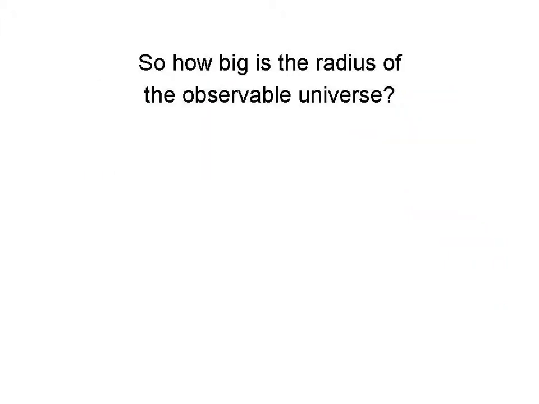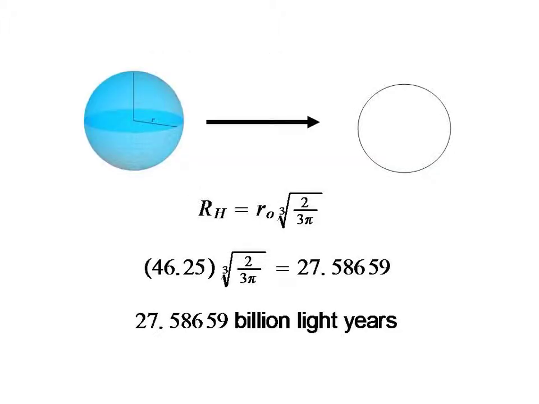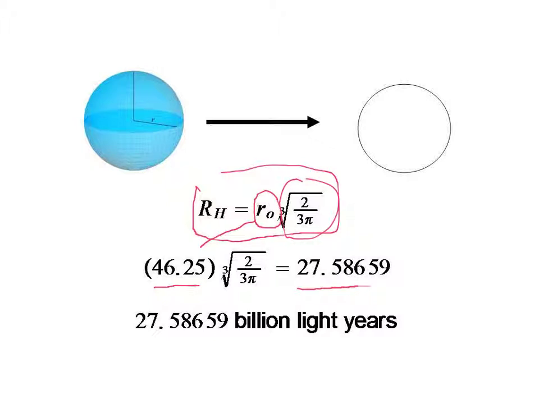So how big is the radius of the observable universe? That is, how big is r sub o? Estimates place that distance at about 46 to 46.5 billion light years. So we'll take the equation we just developed where the radius of the hyperverse is equal to r sub o times this factor. And for r sub o, let's stick in the midpoint between 46 and 46.5. We'll put in 46.25 billion light years. And the result is 27.58659 billion light years.